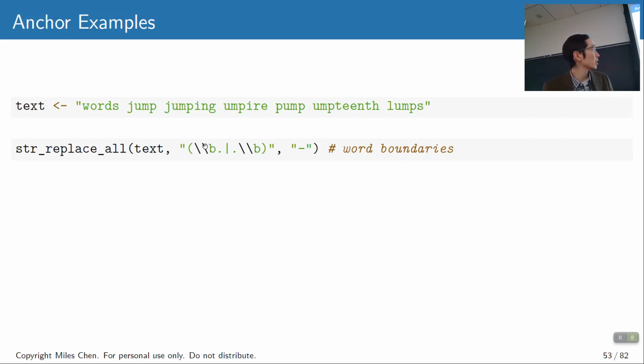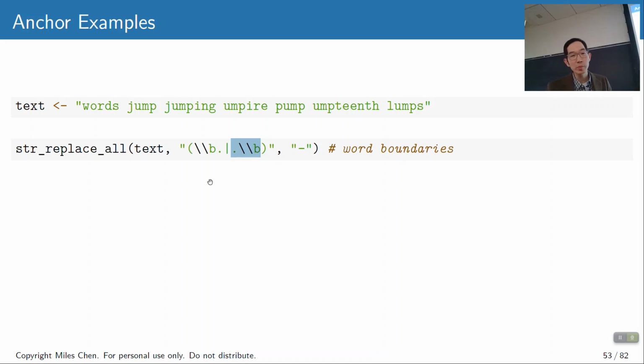This is \b, a word boundary, and then any digit, or any character. So a word boundary and any character. I haven't explained the parentheses and the vertical bar yet, but the vertical bar means an or. So this will replace a word boundary followed by a wildcard, or a wildcard followed by a word boundary.